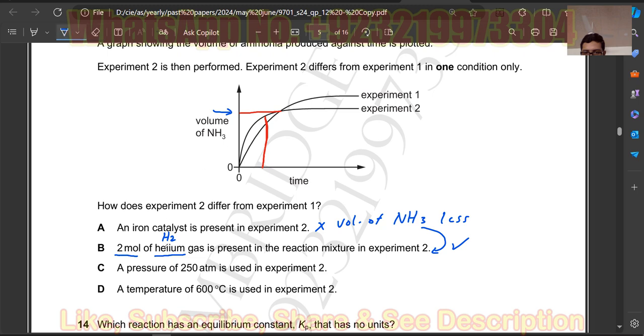There is no such effect on the rate of the reaction, because when we decrease the moles, there is no change in the rate of the reaction. The rate changes because of the temperature, the catalyst and the pressure, not because of the presence of a smaller number of moles. So this is not the correct option. Option B is incorrect.